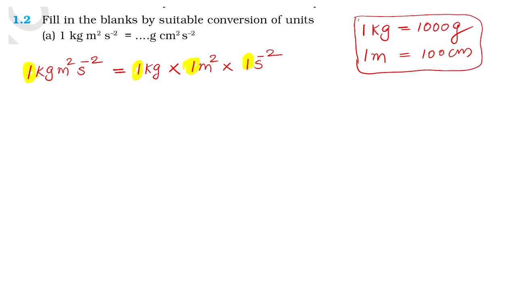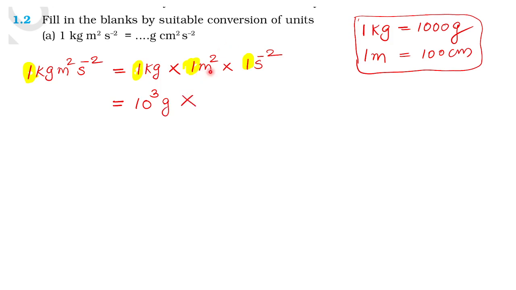In the next step, 1 kilogram. You just look at the left side and right side. In the right side, I want gram. So 1 kilogram is 1000 gram, 1000 or 10 raised to 3. Correct.